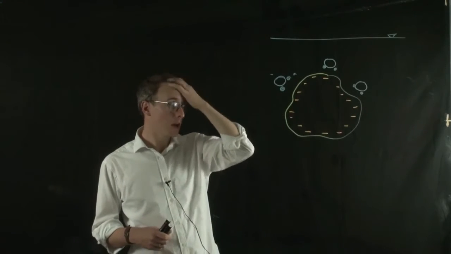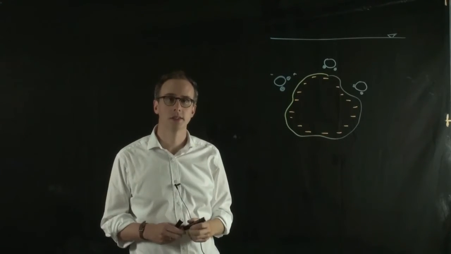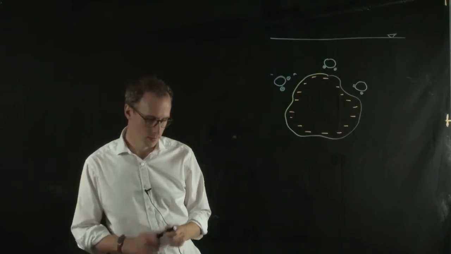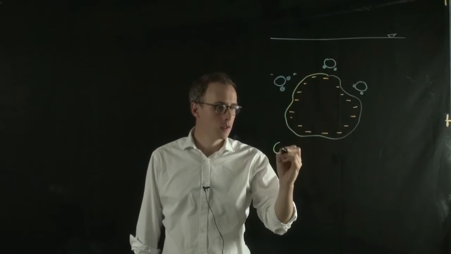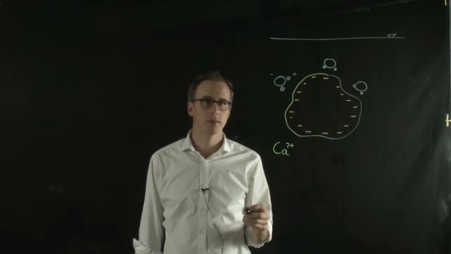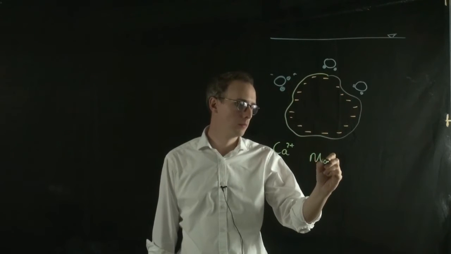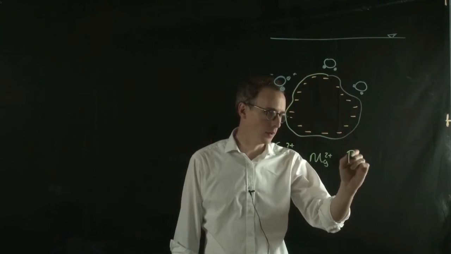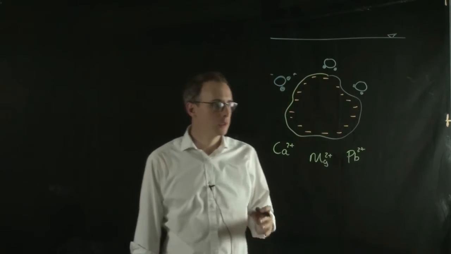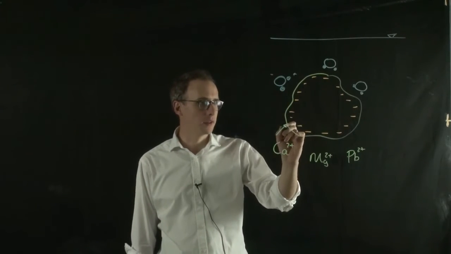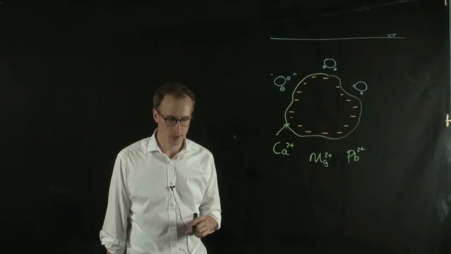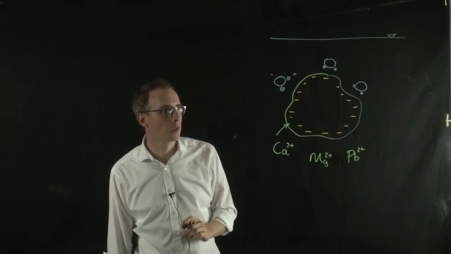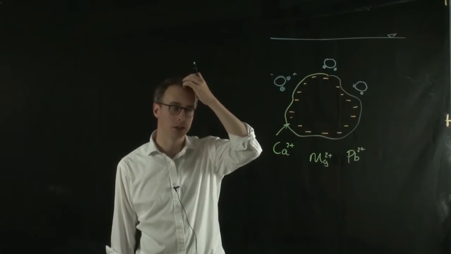You can also get cations attracted to the surface of the particle. So things like calcium 2+ atoms within solution, magnesium 2+, and lead 2+. And those can be attracted and sorb onto the surface of the clay particle, onto the exchange sites, so the sites with the highest negative charge.